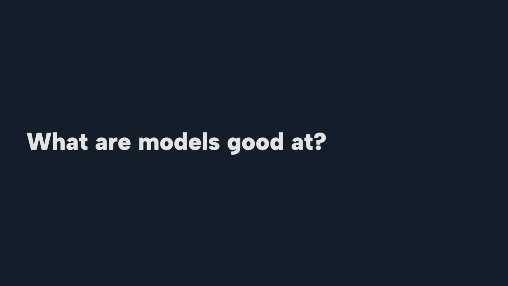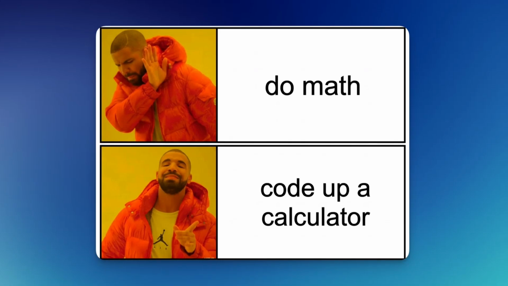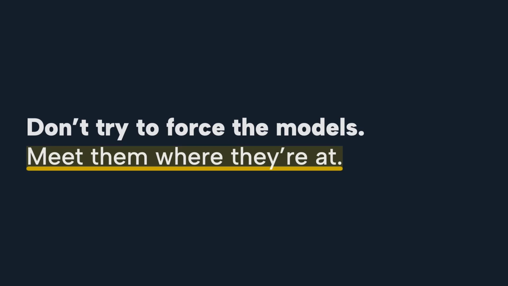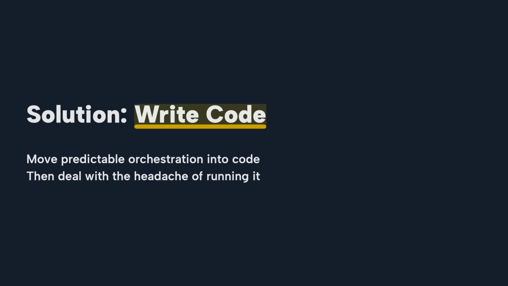And so I had to start looking at different questions, which is, what are the models good at? And the thing that was clear to me at the time, especially with the Claude models and GPT models later, was while they can't do math, they are really good at coding up a damn calculator. And so the thing that I came to the realization of is, don't try to force the models, just meet them where they're at. And so my solution to most of the things last year was just to get the models to write code, because they were really good at writing code. And I moved most of my predictable orchestration into code. And then I just had to deal with the headache of how to run it, which is fine.